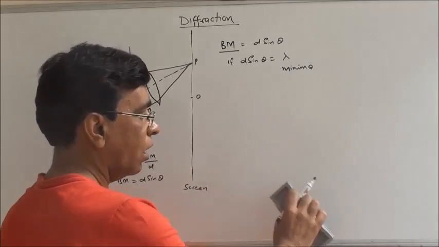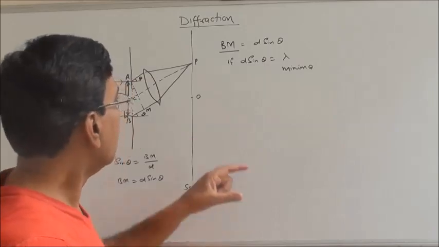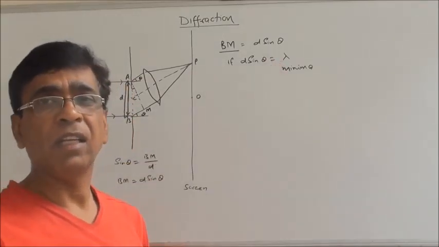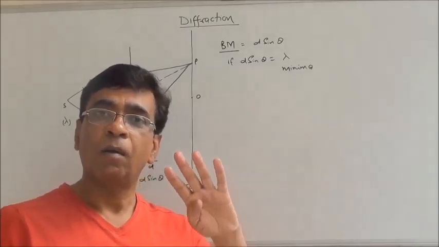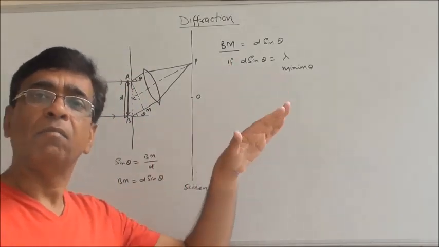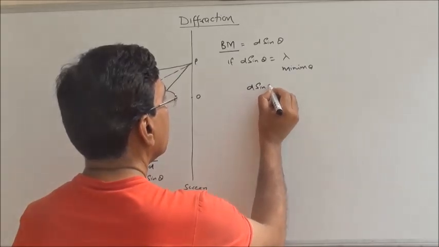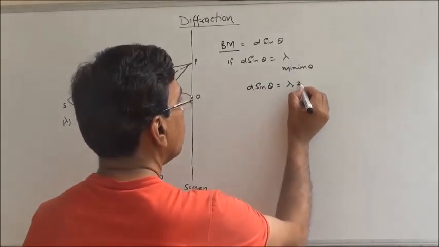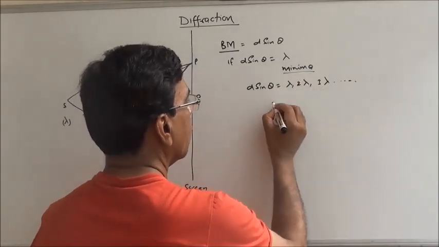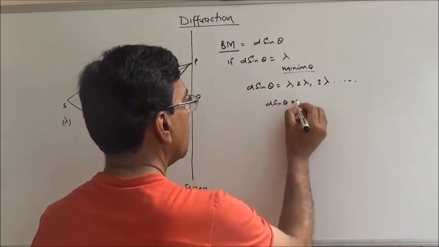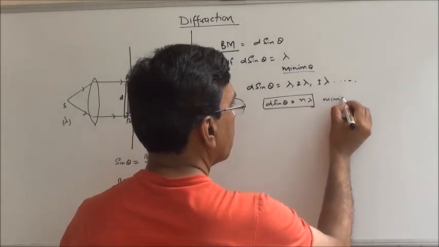And same way, I can do it for 2 lambda, for 3 lambda, for 4 lambda. If the distance is 2 lambda, I will take the slit as made up of 4 parts. Upper 2 will behave exactly in the same way as lower 2 will behave. So d sine theta equal to lambda, 2 lambda, 3 lambda will give me a minima. So d sine theta equals n lambda is the condition to get minima.